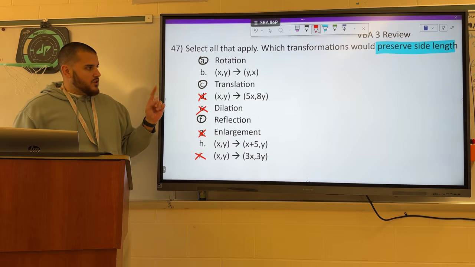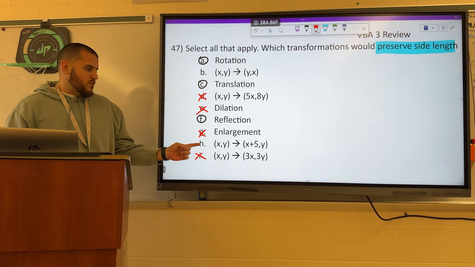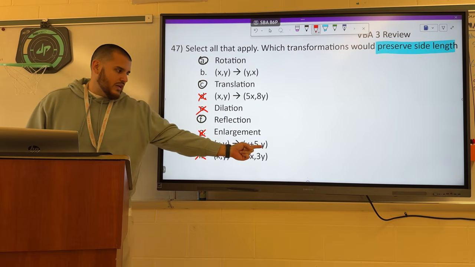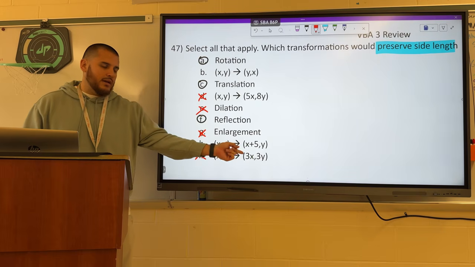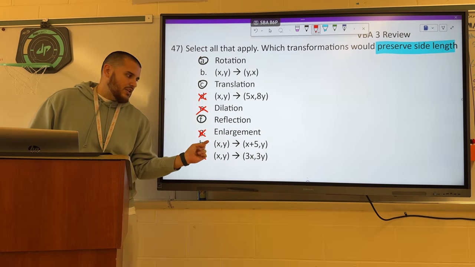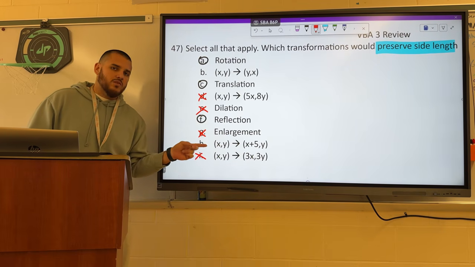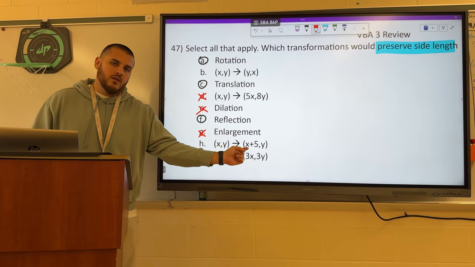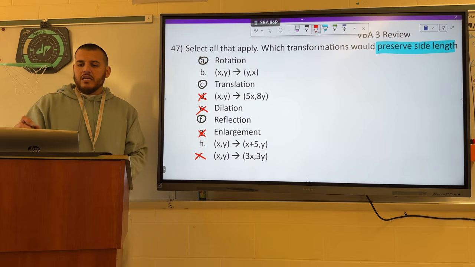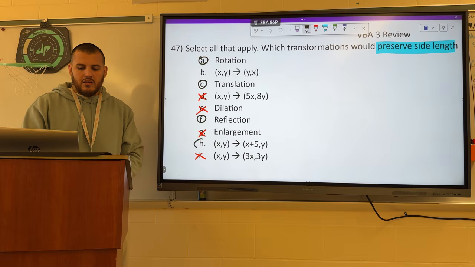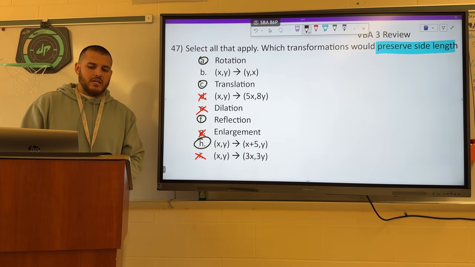Then we have 2 function notations left to look at. This function notation just says x plus 5, so y coordinates stay the same, but we add 5 to our x coordinates. That is what a translation looks like in function notation performed. This just means sliding 5 units to the right. So that would not change the side lengths, that would preserve them. It would keep them exactly the same.